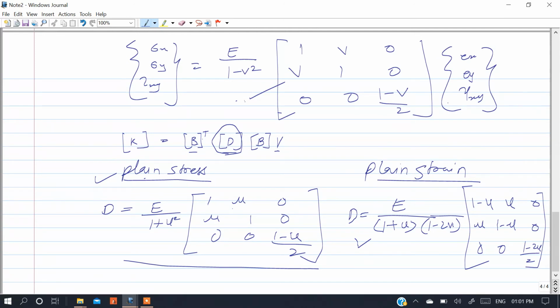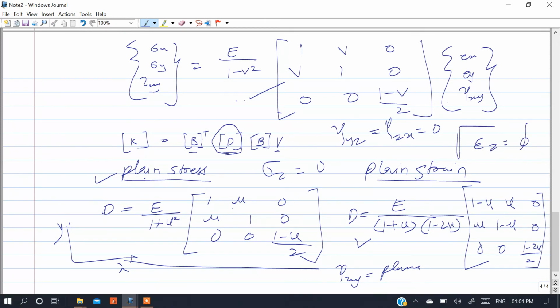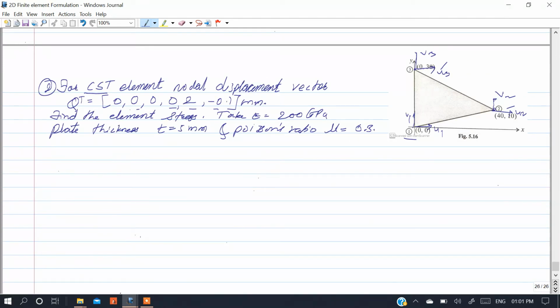Okay, and we are considering the xy plane, meaning the element is in the x and y plane, and we are considering that gamma yz equal to gamma zx equal to 0, and sigma z is also equal to 0 in the z direction, and the strain is also 0. So we are considering all these factors. So this is a simple explanation of how to start with the CST element. Now moving back to our problem.